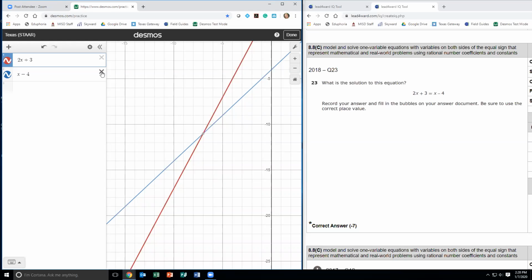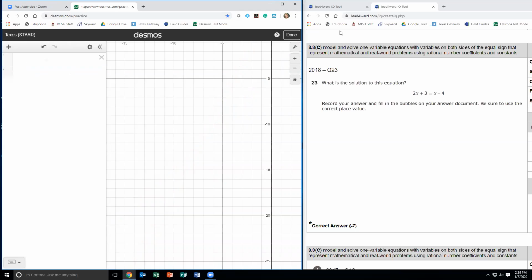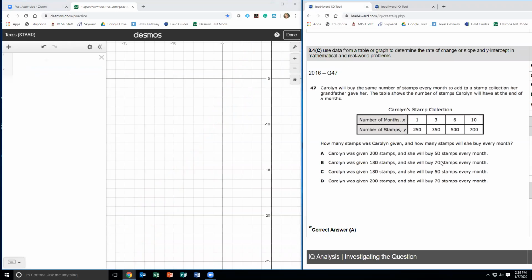Just want to make sure that you have every bit of information available to ensure that our students are as successful as possible on the exam. So really what we came here for is talking about slope, y-intercepts, and linear regressions using Desmos. So if you'll come over here, what we're going to be practicing on is the 8.4c, using the data from a table or graph to determine the rate of change or slope, and y-intercept in mathematical and real-world problems.